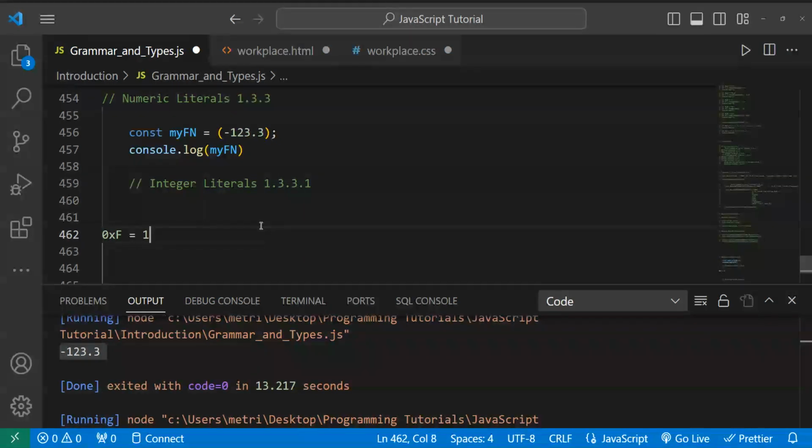It is exactly 15 because we started from 0 and it continues 1, 2, 3, 4, 5, 6, etc., until E. Then it continues with the F. F is the last one. It is hexadecimal, okay, this is hexadecimal.